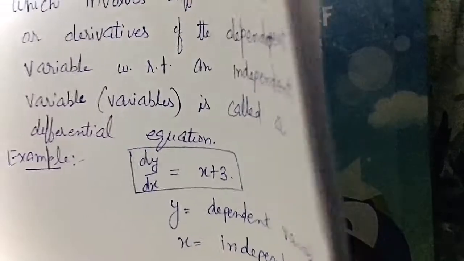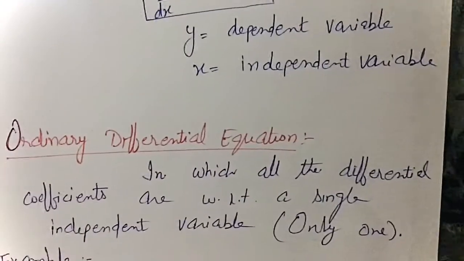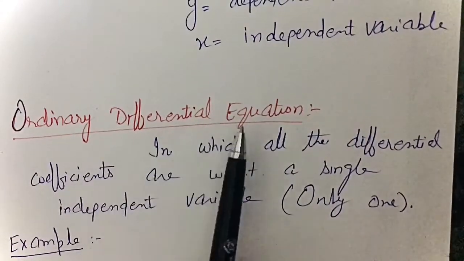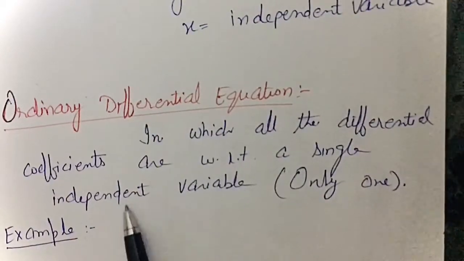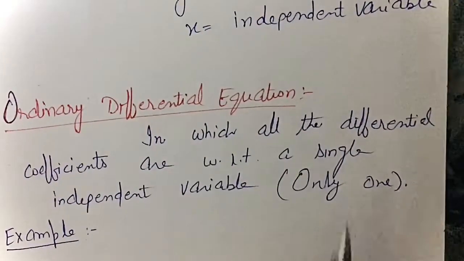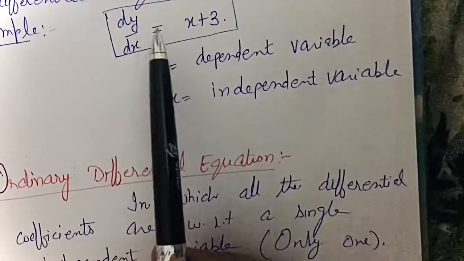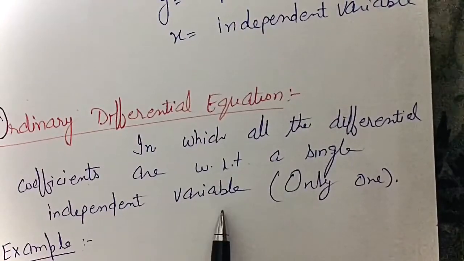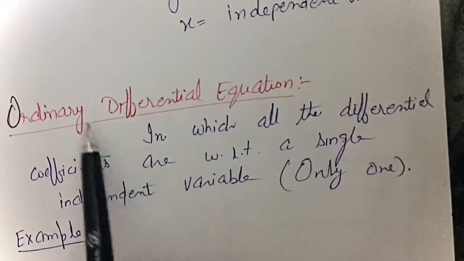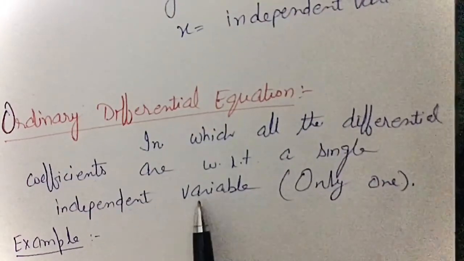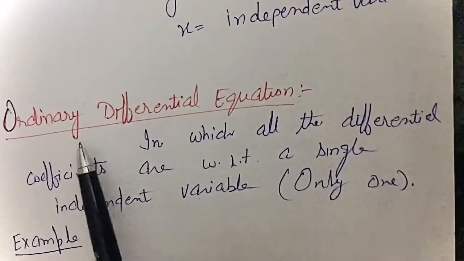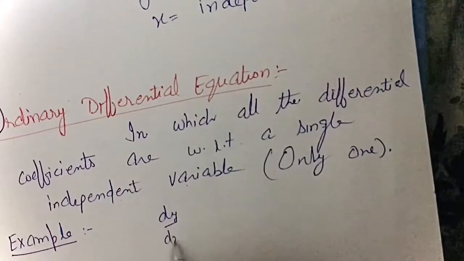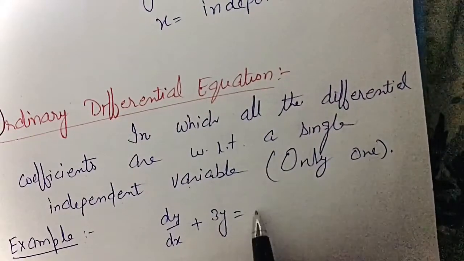Now, differential equation is divided into two parts: ordinary differential equation and partial differential equation. In case of the ordinary differential equation, the number of independent variables is only 1. We are differentiating the dependent variable with respect to the independent variable that is only 1, that is called the ordinary differential equation. But if the number of independent variables is more than 1, then it is called the partial differential equation.